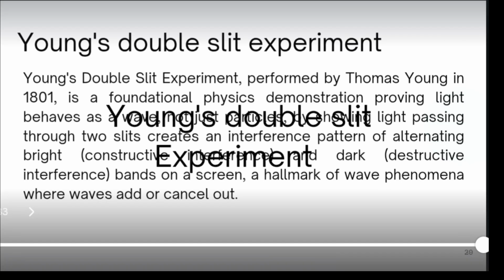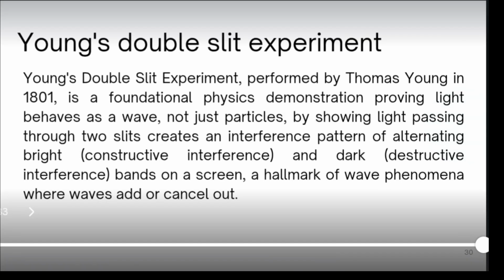Proceed to Young's double-slit experiment. Young's double-slit experiment, performed by Thomas Young in 1801, is a foundational physics demonstration proving light behaves as a wave, not just particles, by showing light passing through two slits creates an interference pattern of alternating bright (constructive interference) and dark (destructive interference) bands on a screen, a hallmark of wave phenomena where waves add or cancel out.